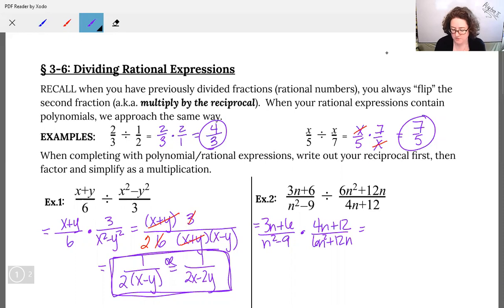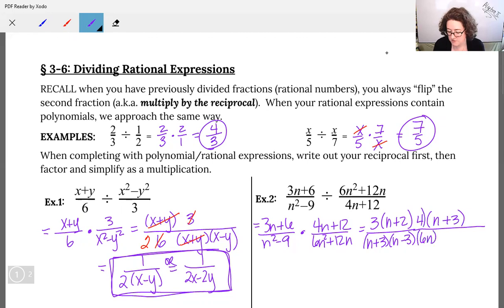So first numerator, I can factor out a 3, leaves me with n + 2. First denominator, I can factor into (n + 3)(n − 3), perfect difference of squares. Again, it's a multiplication problem, so in essence, I can just write one big rational expression. My second numerator, I can factor out a 4, leaves me with n + 3. And in my second denominator, I can factor out a 6n. Again, nothing wrong with putting your factors in parentheses. If it helps you organize, do it. Leaving us with an n + 2.